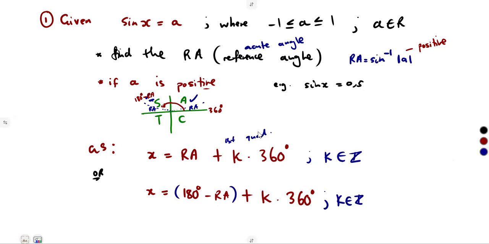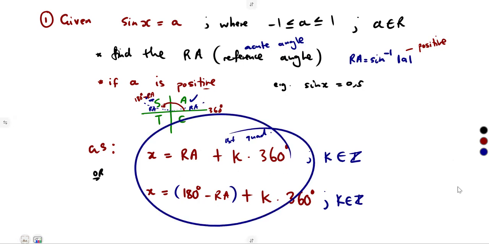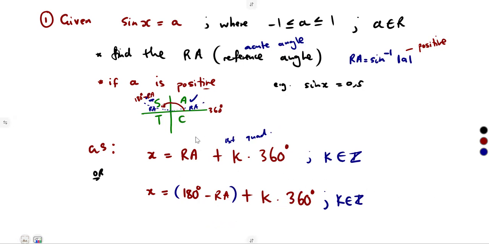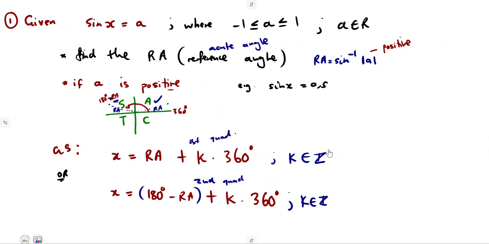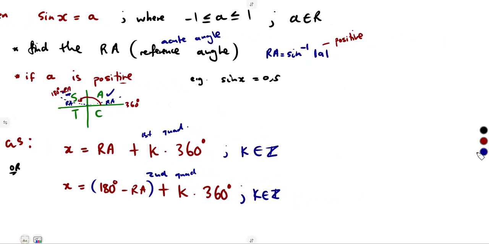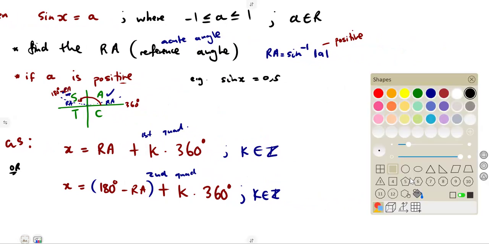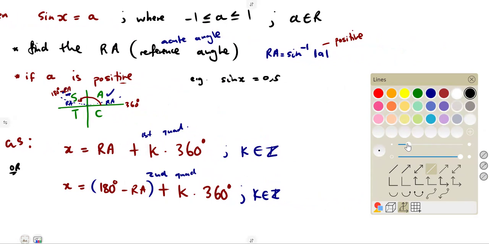So these are the two solutions that we are going to have for A, which is positive. Our general solution is going to be like this, where it is positive in the first quadrant and the second quadrant. That is where sign is positive. So meaning to say, if our A was a negative value, the solutions were going to change. If this was a negative value, we are going to have something else.